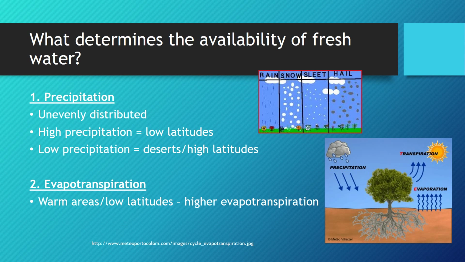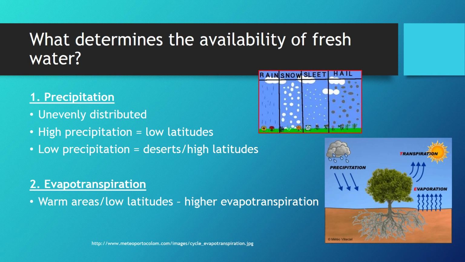You'll remember that the water cycle is a closed loop, so you can't get any more water in, but what actually determines how much fresh water we've got, the first thing is precipitation. So you'll know from the song that that's rain, snow, sleet or hail. Now precipitation is really unevenly distributed across the world. Areas of high precipitation are often the low latitudes, and the opposite with the low precipitation, so that's in the desert and that's the high latitude.